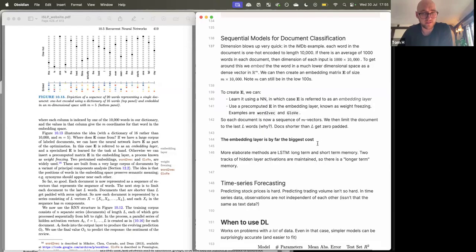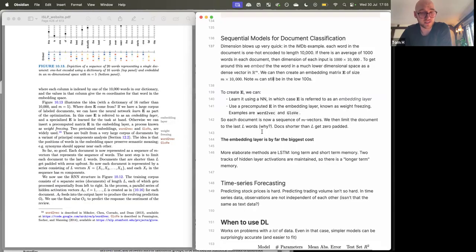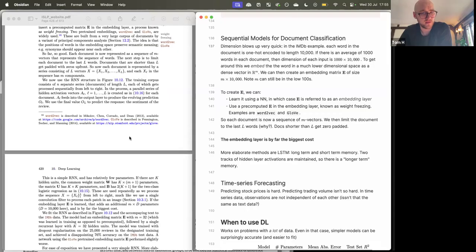Cool. The key bit in this section is that the embedding layer is by far the biggest cost, learning that representation. So if you can get around doing that by using somebody else's, I think the recommendation here is to do that.